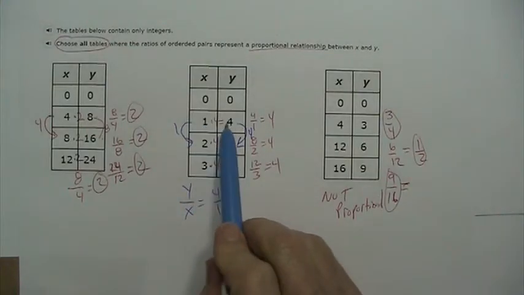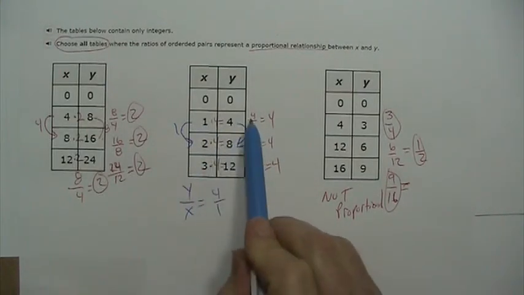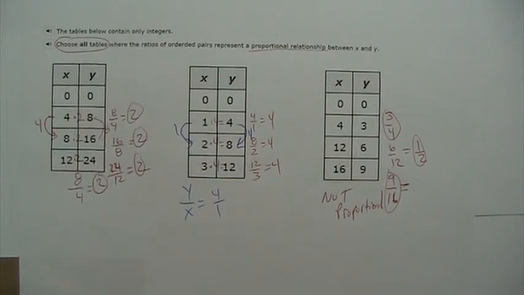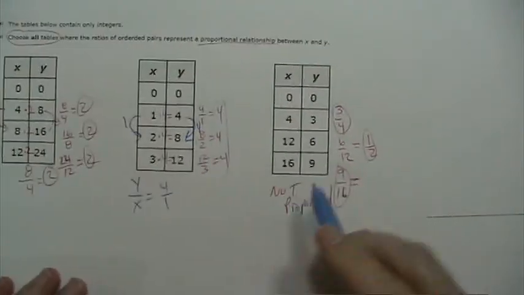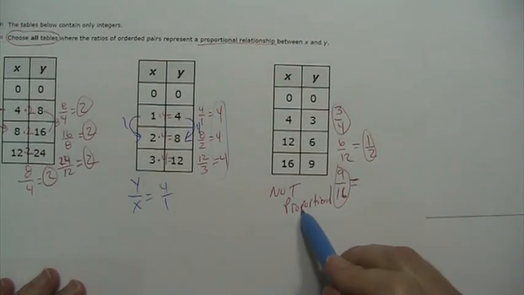So to recap, if you can't tell by multiplying, then try dividing each one to see if you get the same number. If it's the same number, it's proportional. If it's not the same, then it's not proportional.